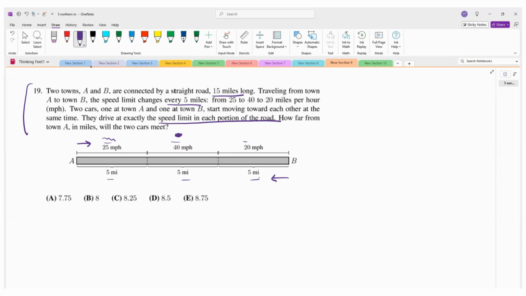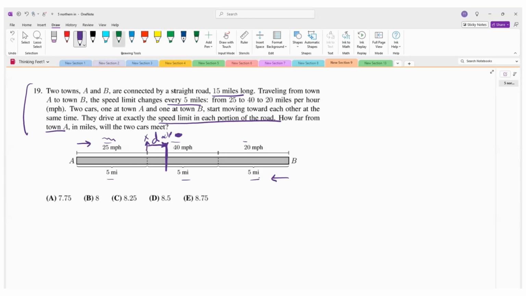Okay, so let's say, because the question says how far from town A, let's assume that they meet here, which is at a distance d miles from this point. They call this point X. Okay, d miles from point X is where they meet, right? So this is their meeting line.